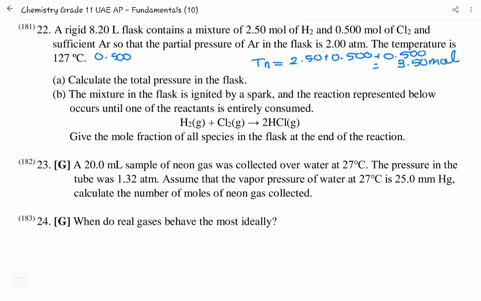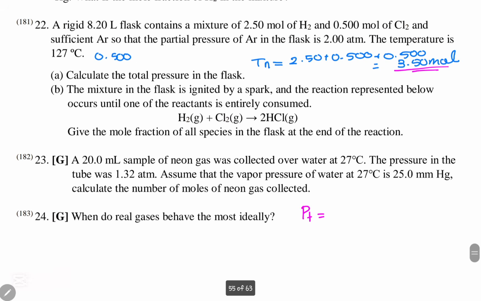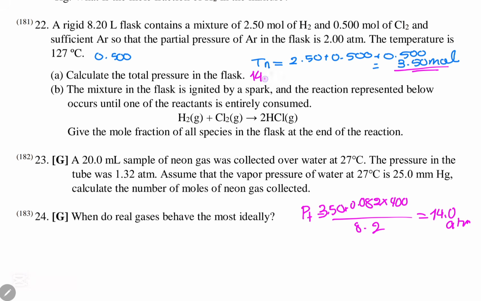Or actually, another way we could do this is because we have the total number of moles, we can apply PV equals nRT again. So the P total would be equal to nRT over V. The number of moles we have is 3.50, R is 0.082, as they choose to use it in this exam, times the temperature, which is 127 plus 273, which is 400 Kelvin, divided by the volume, which is 8.2. You would get 14.0 atmospheres. So this is the total pressure in the flask, which is 14.0.